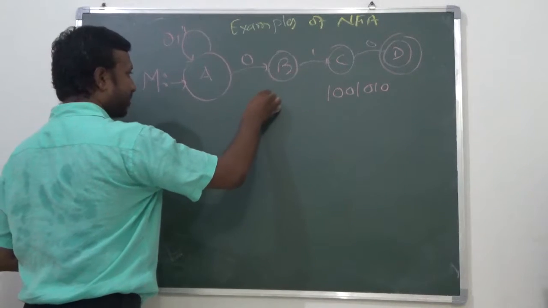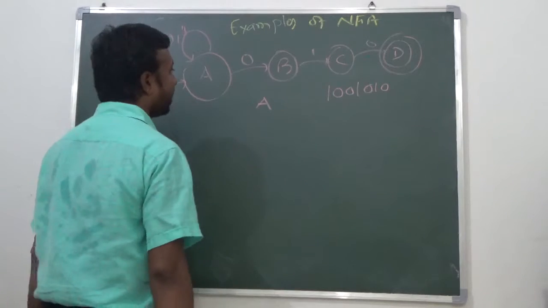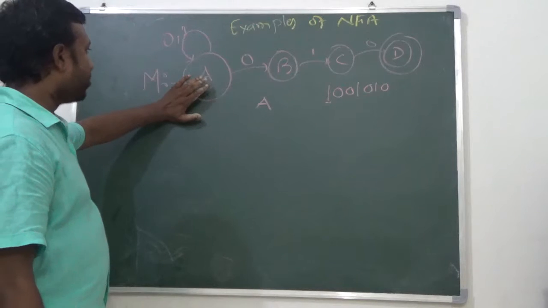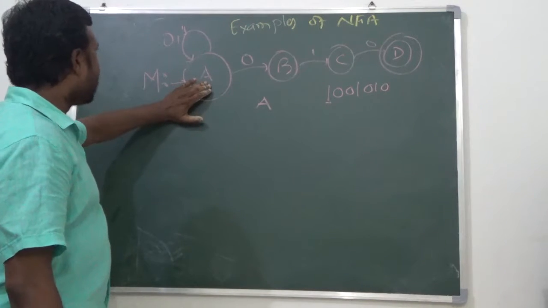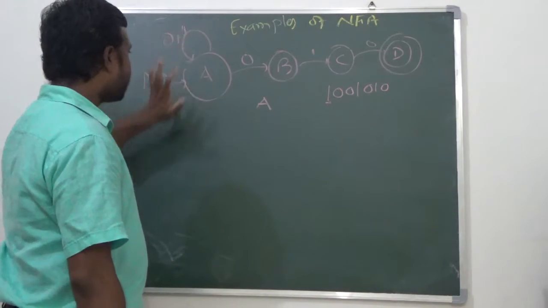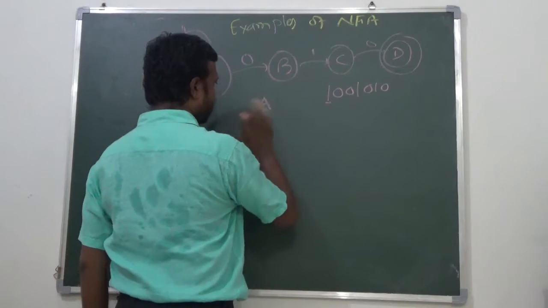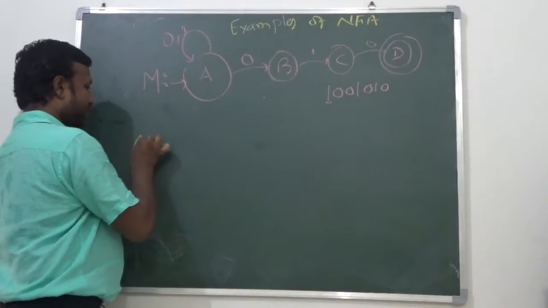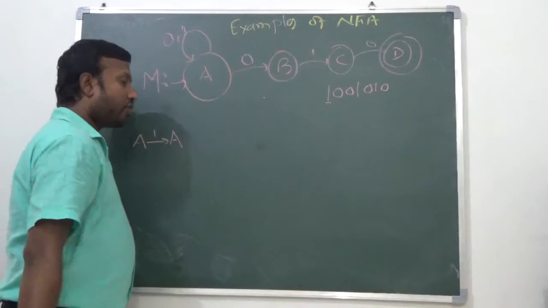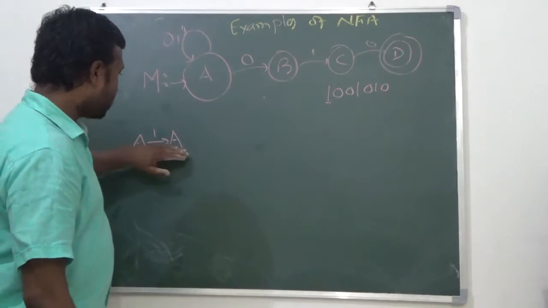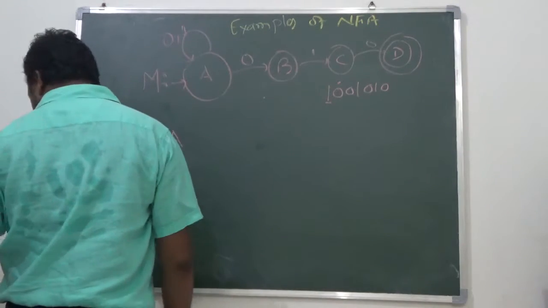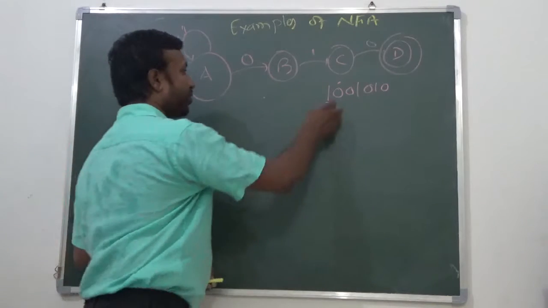As usual, we have the start state as A. Time to process this 1. Now if we are on the state A and we are getting 1, for 1 there is only one branch. We return back to the state A. Okay, so let's represent it like this: A, and we are processing this 1. There is no more option, there is no confusion, we will come to the state A. Then we need to process this 0.